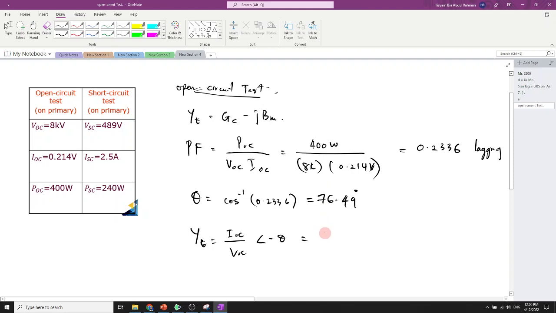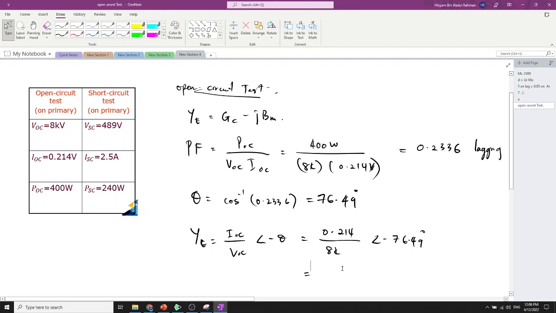Okay, so then kita just put everything: 2.14 divided by 400 pula, 8k, and then don't forget to put the negative sign for 9. Okay, and then what we get? What is the answer? Come on. 26.75 micro.